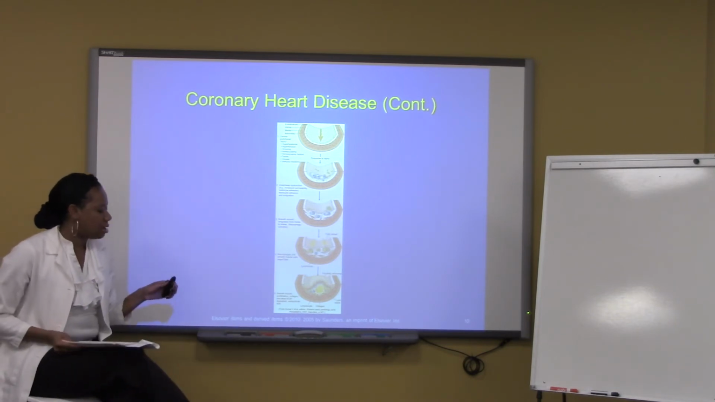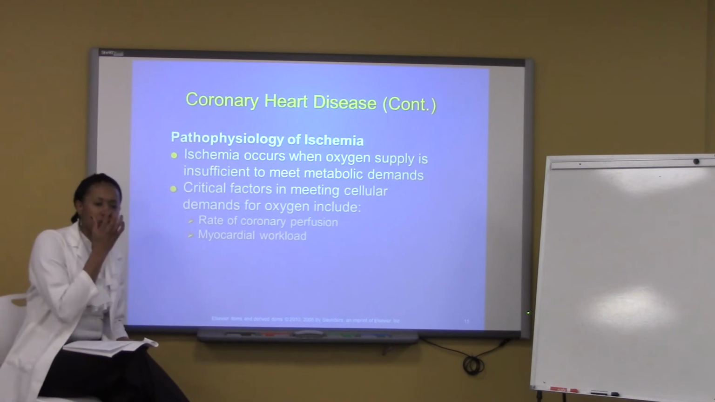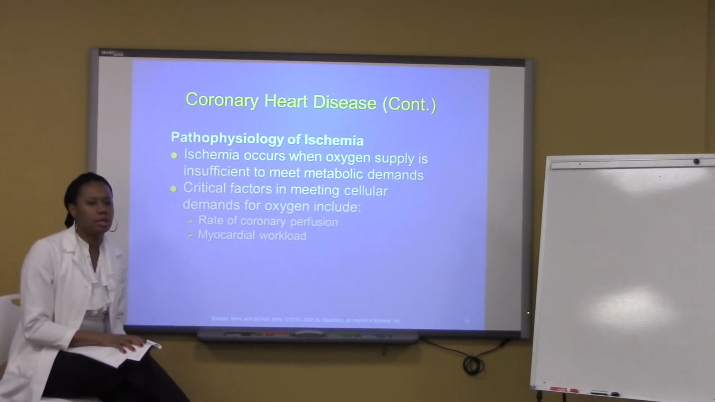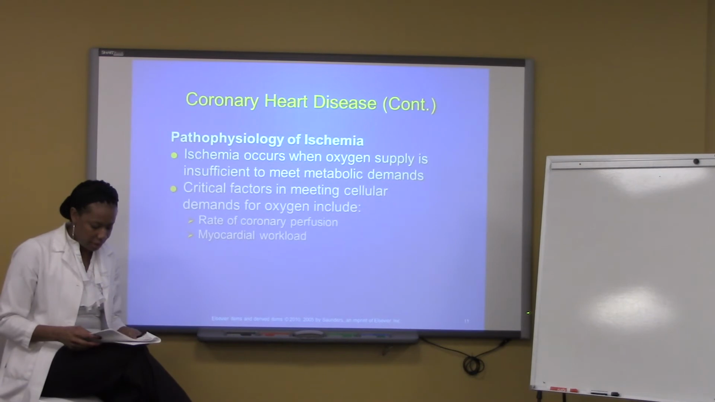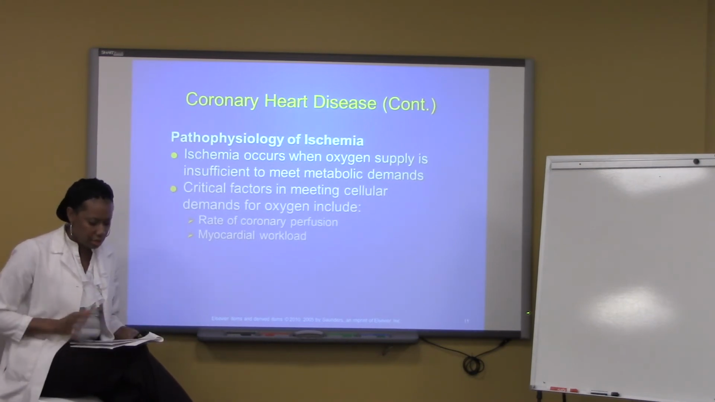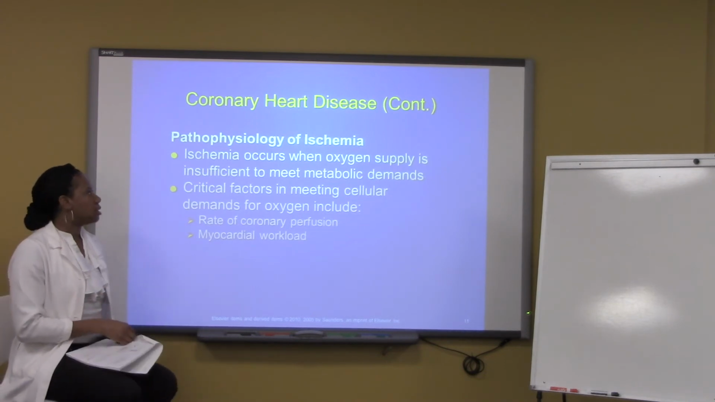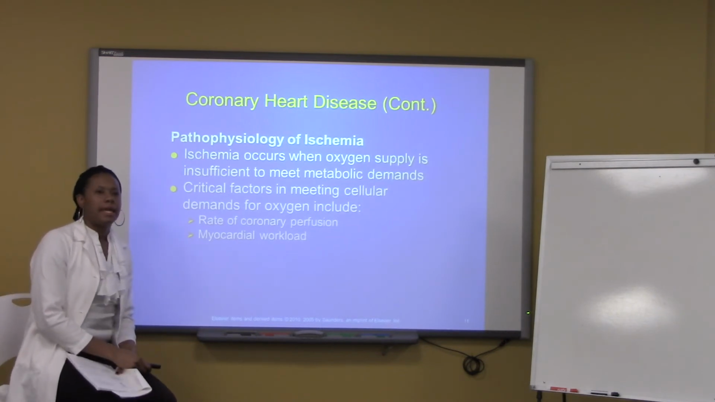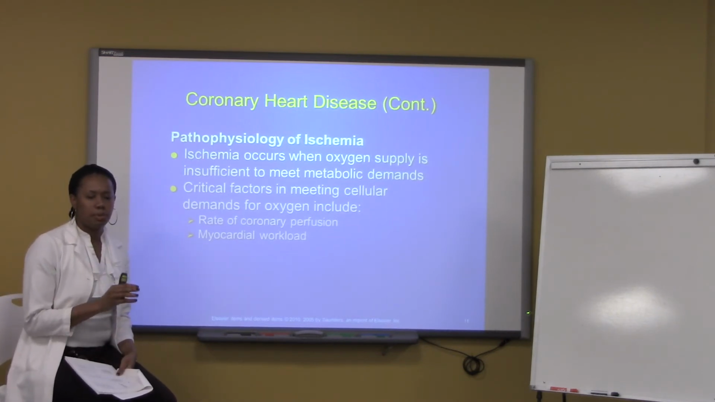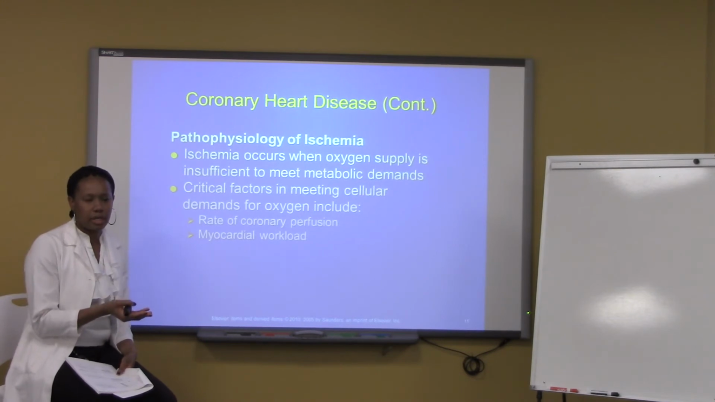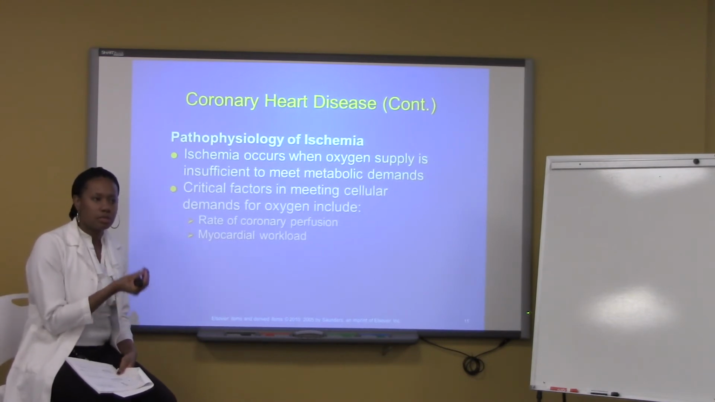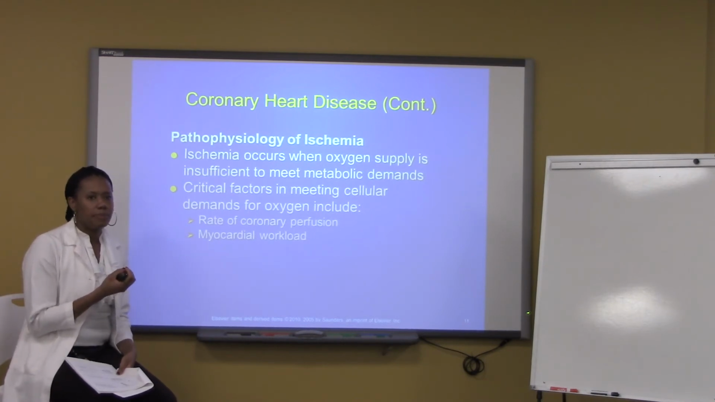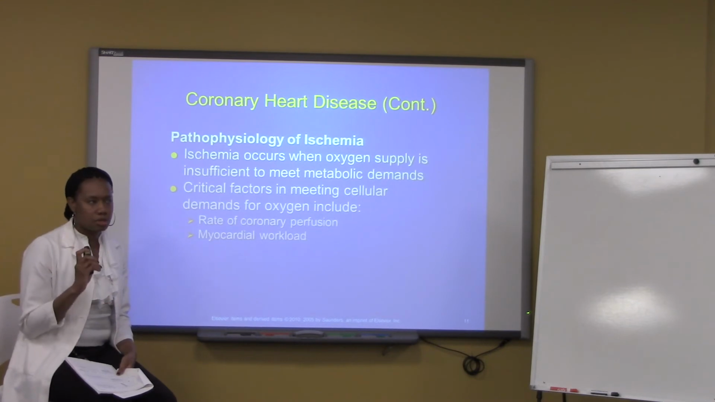Now, coronary heart disease. We have to continue on talking about what happens with ischemia and when there's a lack of blood flow, and how this actually presents as far as clinical manifestations. Ischemia occurs when oxygen supply is insufficient, and not only just insufficient to that tissue, but when it does not meet metabolic demands. So if that tissue and organ is ready and waiting for that oxygenated blood, but it doesn't receive it, then obviously it will start to go into a state of dysfunction.